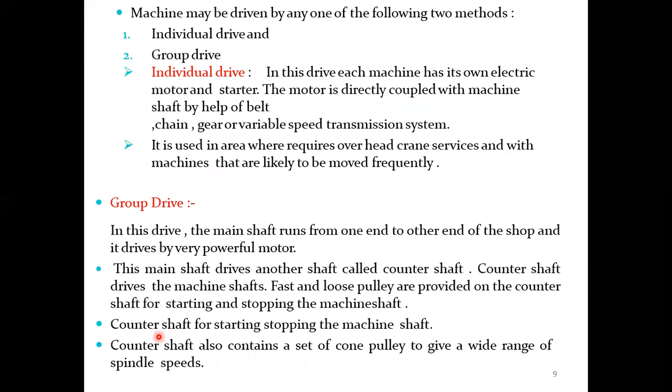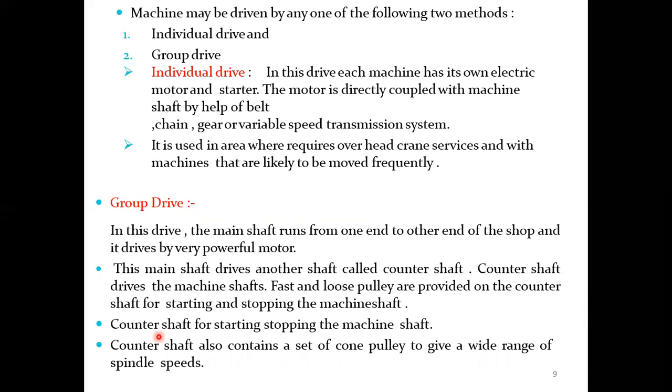A machine may be driven by either of the following two methods. So there are two types of drives: one is the individual drive, another is the group drive. In the individual drive, each machine has its own electric motor and starter. The motor is directly coupled with the machine shaft with the help of belt, chain, gear, or variable speed transmission. That is the individual drive. It is used in areas that require overhead crane services and with machines that are likely to be moved frequently.